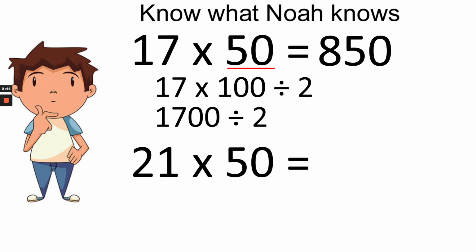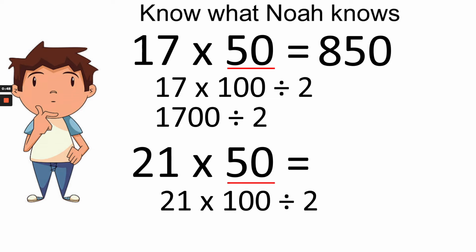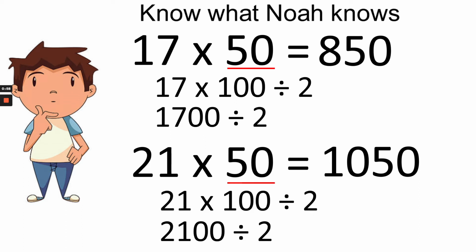Let's try again. 21 multiplied by 50. I'm going to use the related fact of 21 multiplied by 100 and I'll halve it. 21 multiplied by 100 gives me 2,100 and I can halve that one easily to 1,050.